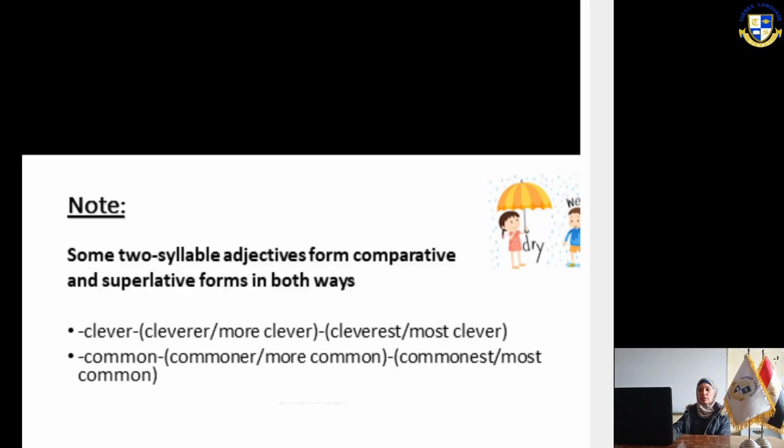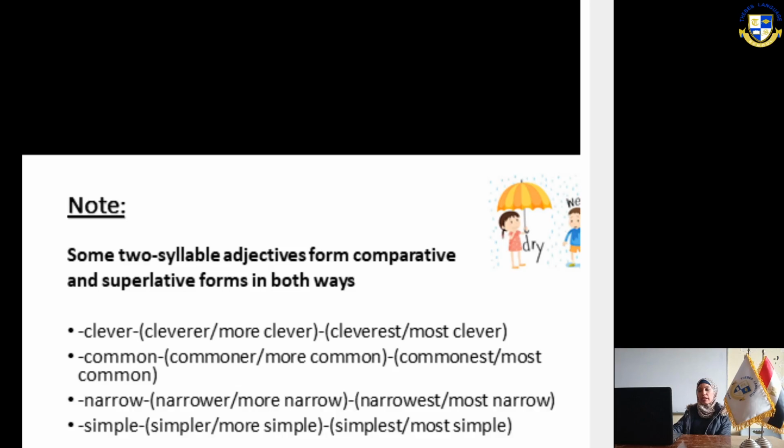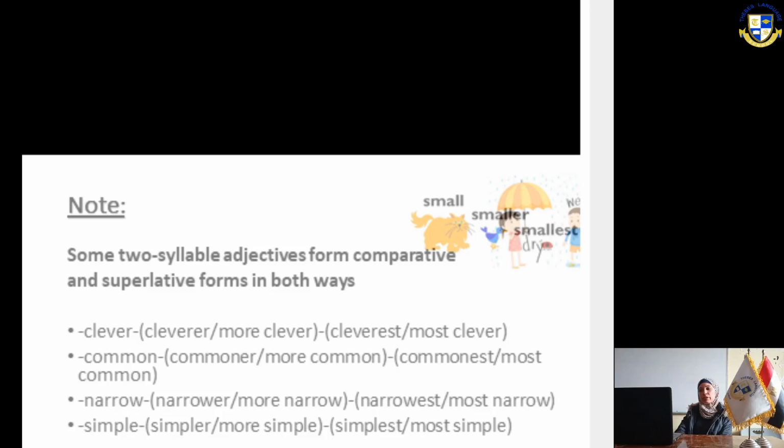Common will be commoner than or more common than. The commonest or the most common. Regarding narrow, it will be narrower than, more narrow than, the narrowest or the most narrow. And we have simple: simpler than, more simple than, the simplest or the most simple. Now guys, we have finished slide 10, and let's move on to slide 11.